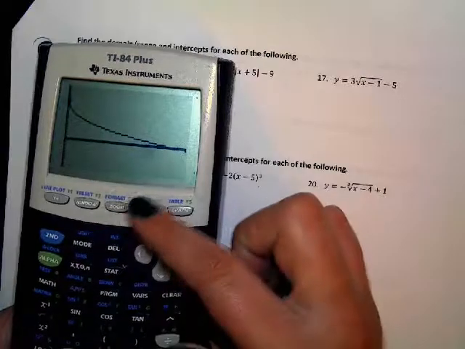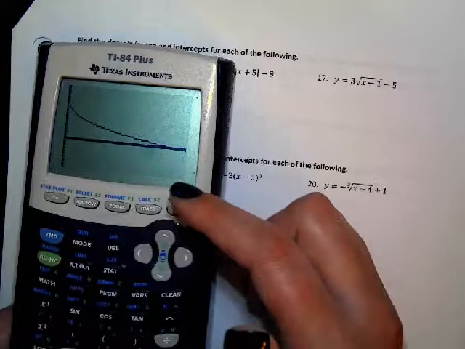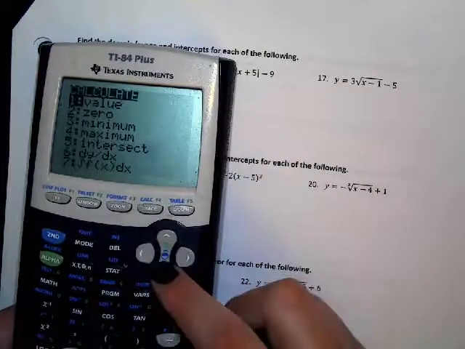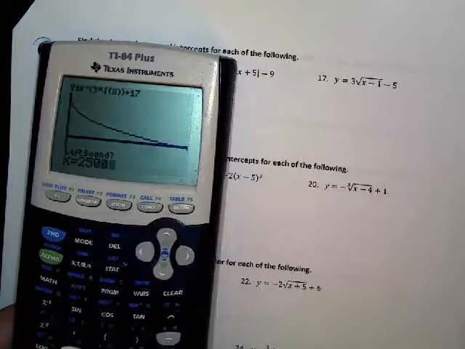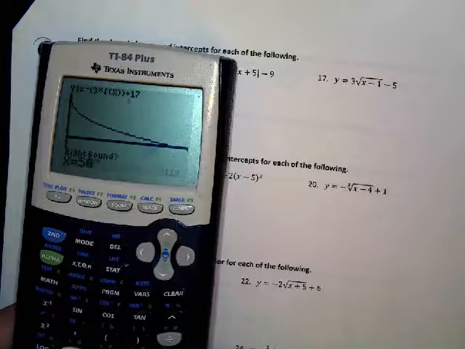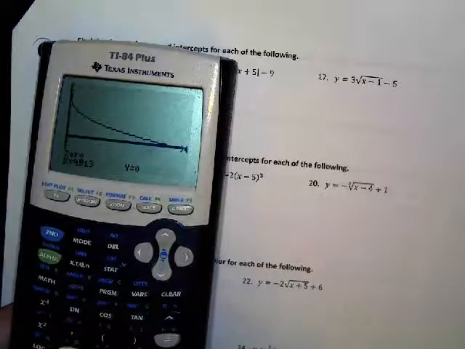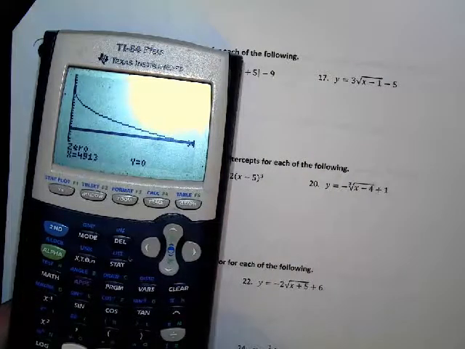Yeah, and then you'd really be able to see that it crossed if you did 10,000. So I'll do second trace. For 0, for my left bound, I'm going to do 2,500. For my right bound, I'm going to do 5,000. Guess. And then there we go. 4,913 for that very, very frustrating problem.